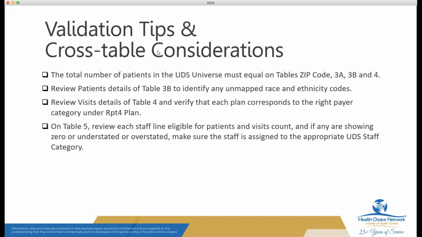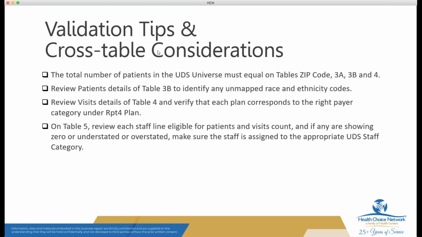On table 3B, when you see a high number of patients being reported as unknown, you want to see what the patient's race and ethnicity code assignment is. There may be codes that you have set up in your system that are unmapped. So of course that's the first thing that you would look at. You would then go to the UDS report maintenance window and determine what's there.